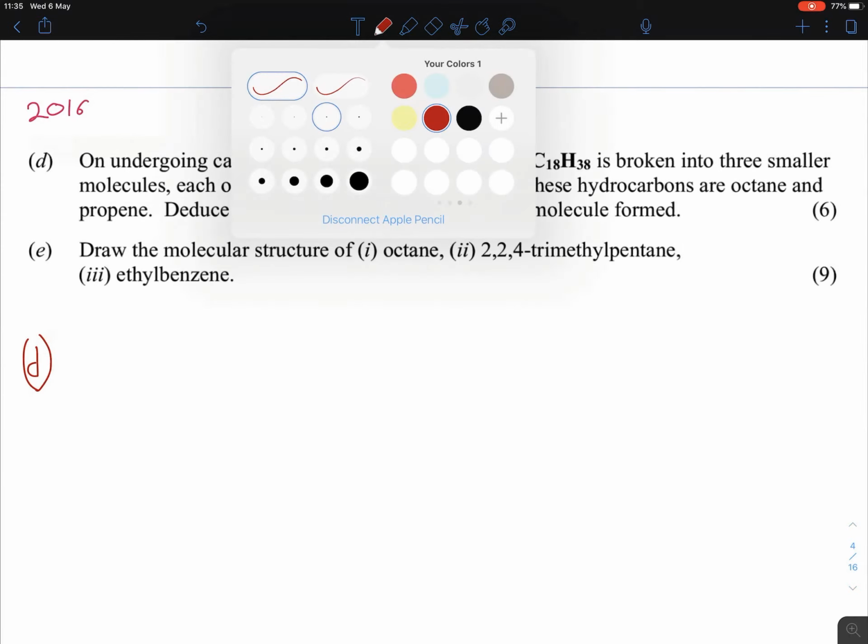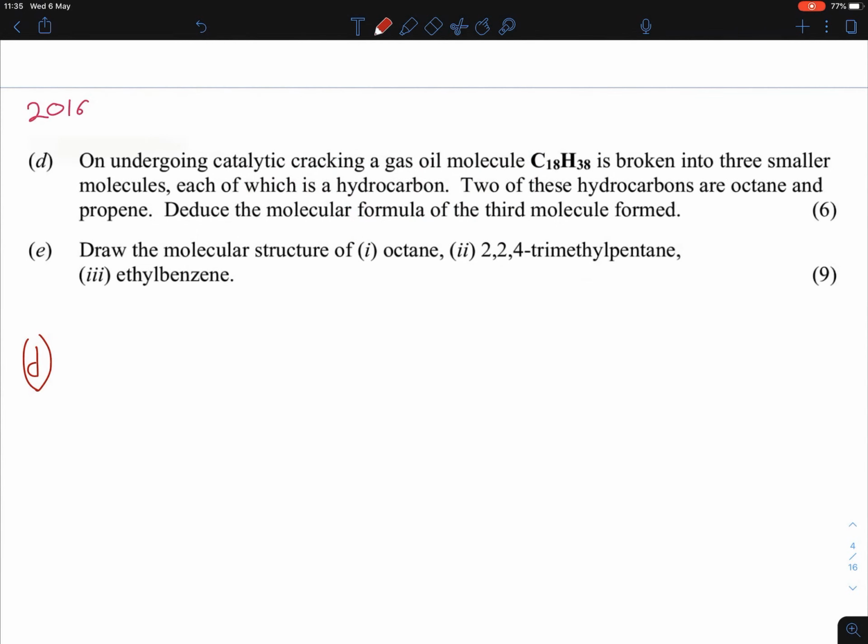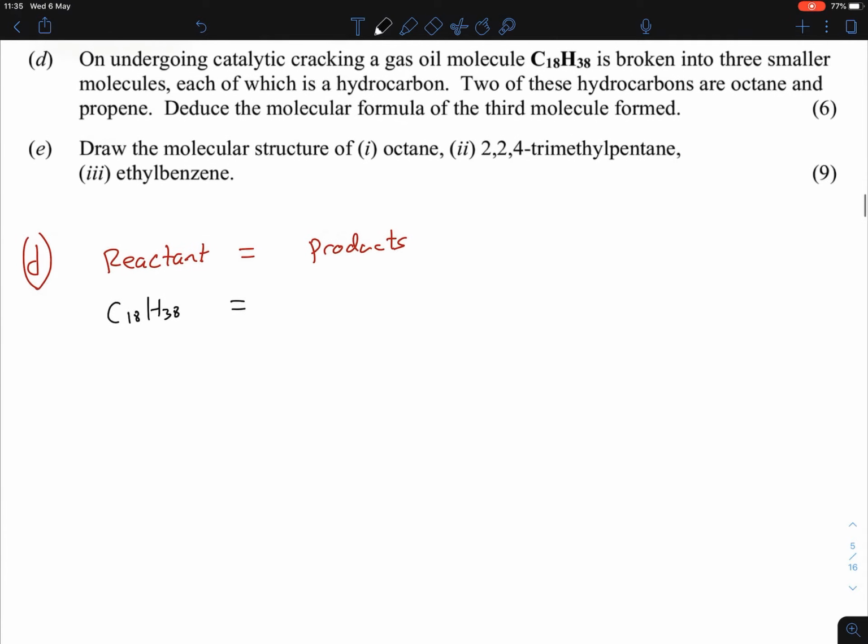Basically, what we're going to be saying is, look, I'll write it up here, okay? The reactant equals the products in terms of the number of carbons and hydrogens. So the reactant we're dealing with was C18H38 equals, and there's 3 hydrocarbons. So let's just start off with octane.